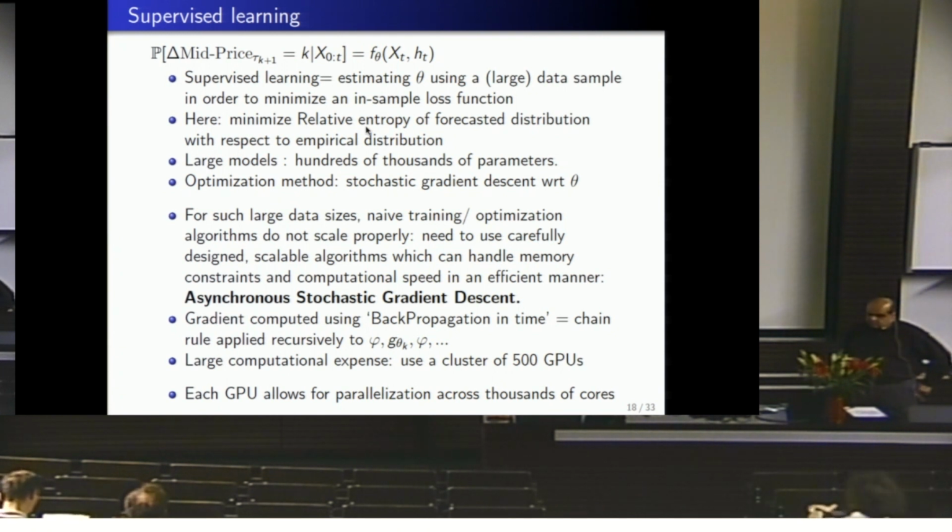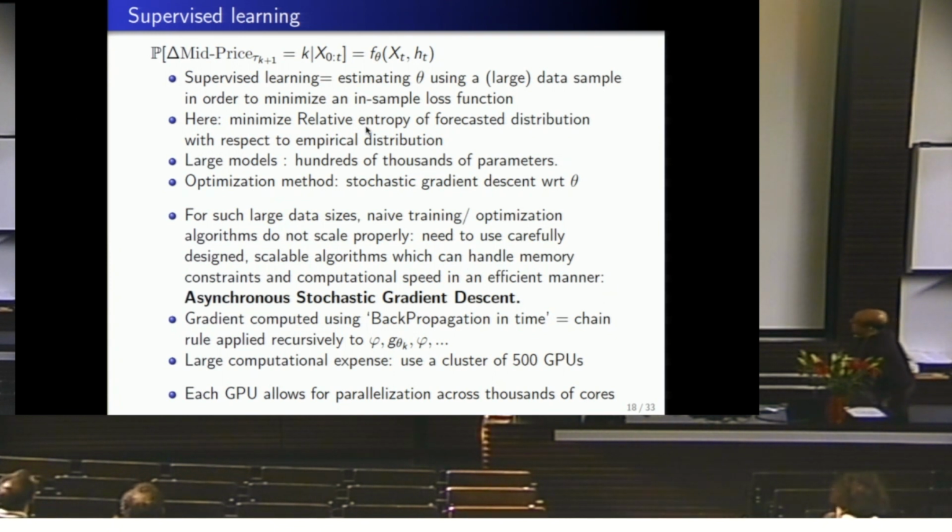As I said, the method that we use is supervised learning. At each point in time, the network with its weights gives you a forecast for the next time step. The forecast is up, down, up by more than 2, down by more than 2. And then you have the next price move which occurs. So then you compare the 2 and look at the discrepancy between them, and you compute the relative entropy of the true distribution with respect to the forecasted distribution, and you choose the weights to minimize this in-sample relative entropy. That's what we do. The number of weights is huge here, hundreds of thousands of parameters, because we use 50 neurons per layer, and we have 100 layers.